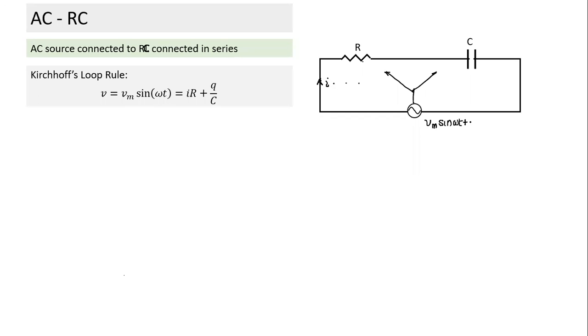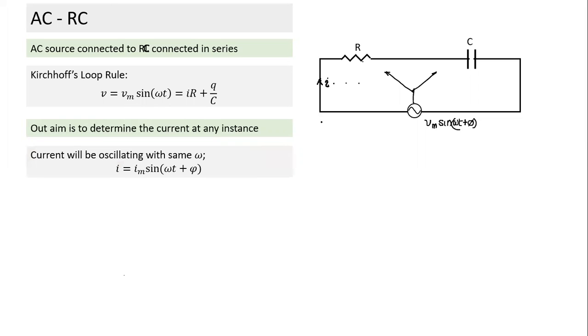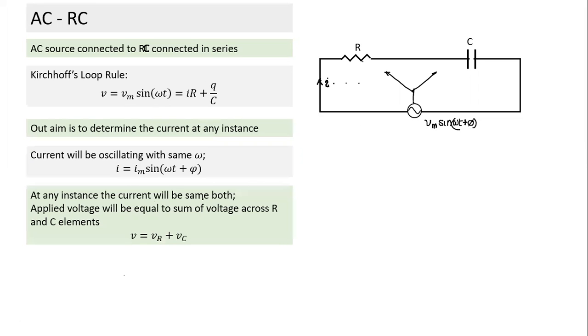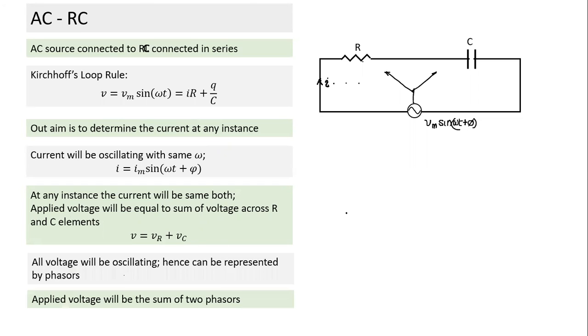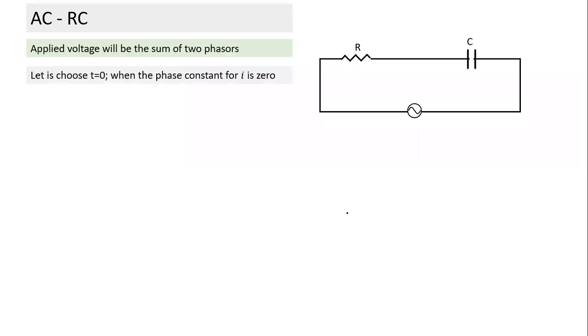So basically this will have some phase. I'll assume time t is equal to 0 when the current has phase constant equal to 0. That's what we did. Good, Soumya, perhaps you recall something. Let's do that one. Our aim is to determine the current at any instant, and it is oscillating. So the applied voltage will be equal to the sum of the voltages across the R and C elements. All voltages will be oscillating, represented in terms of phasors. The applied voltage is the sum of two phasors. Okay, so let's do that one.